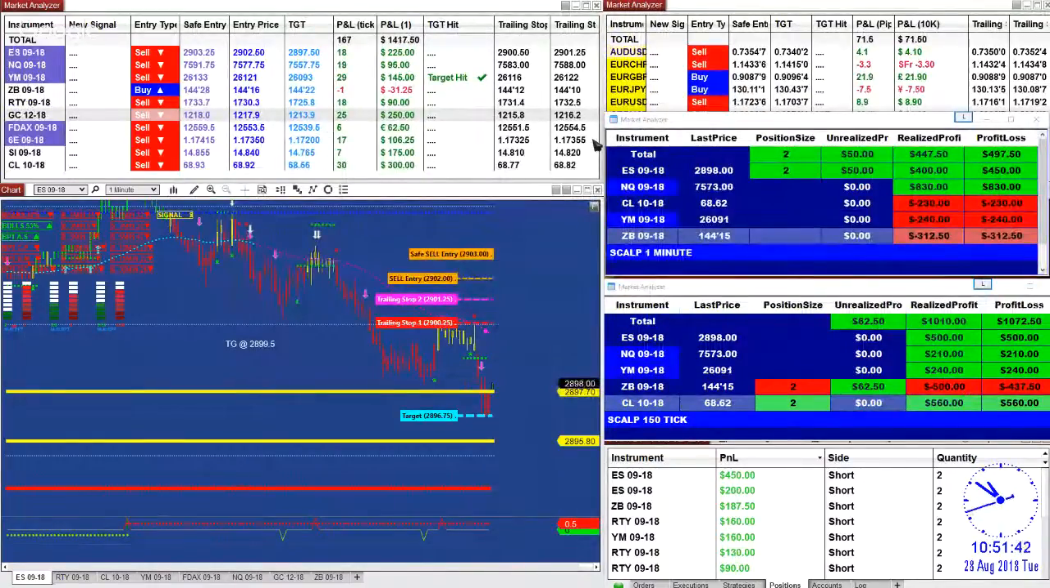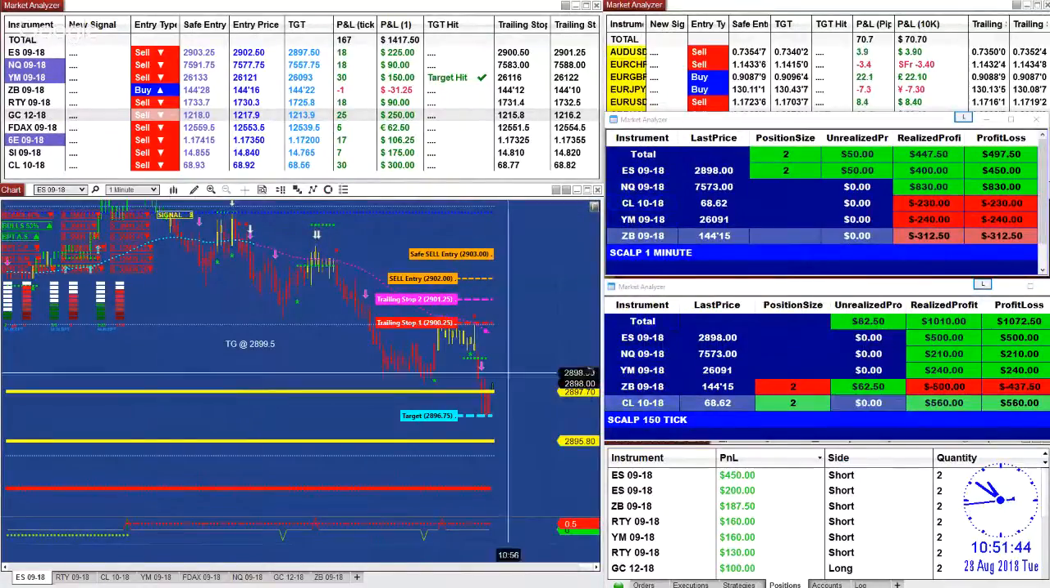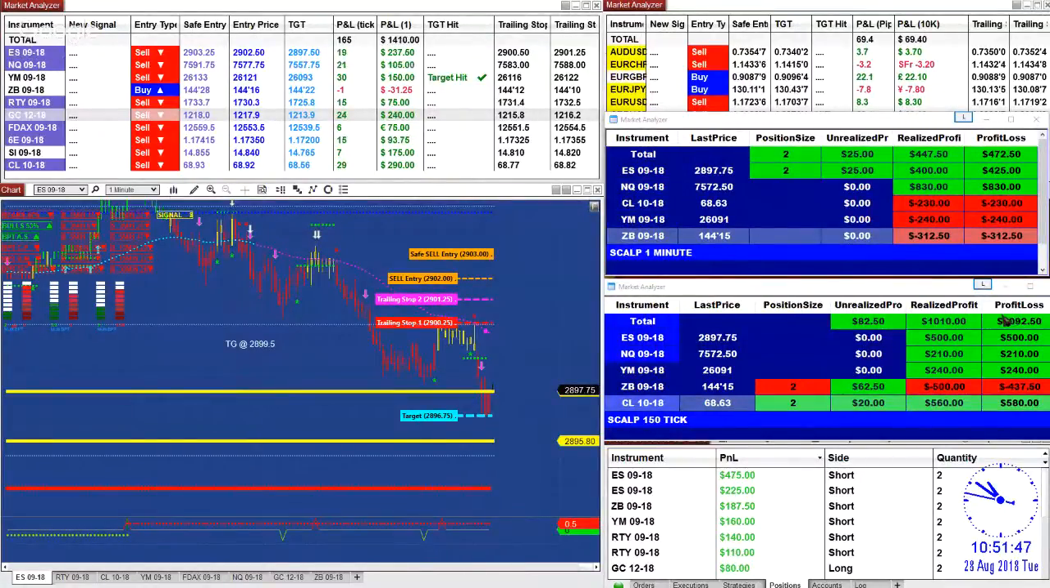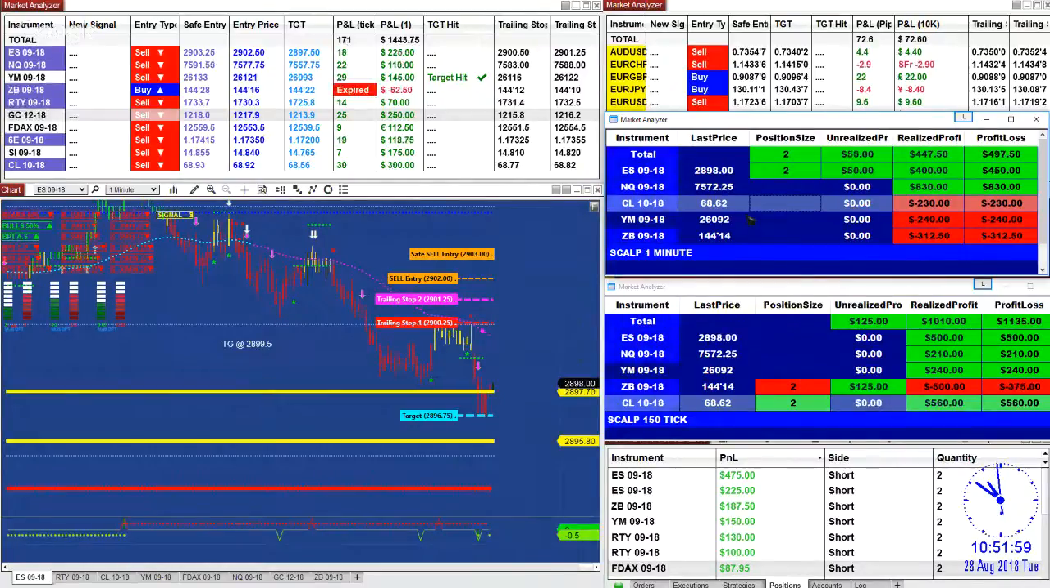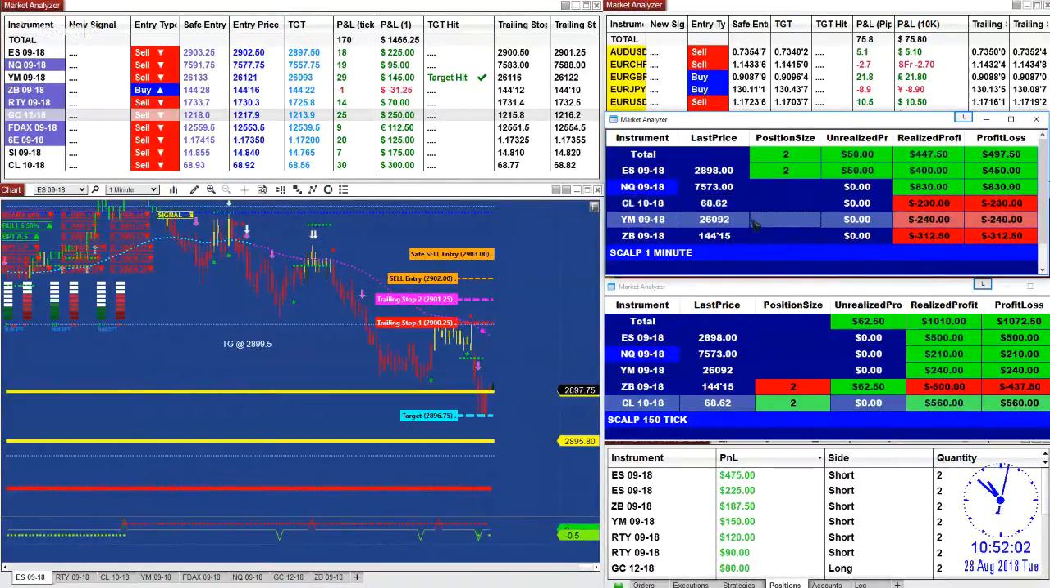The 150 ticks on the scalpers are going very good, straightforward. We are around 1,000 on the scalping, but on the 1 minute, we are in a lot of trouble. The market on the CL, it's not huge money, but still it's 230 south. The YM is 240 south, and the 30-year Treasury bond is $312 south. So there is a lot of red today, as expected, as we predicted.